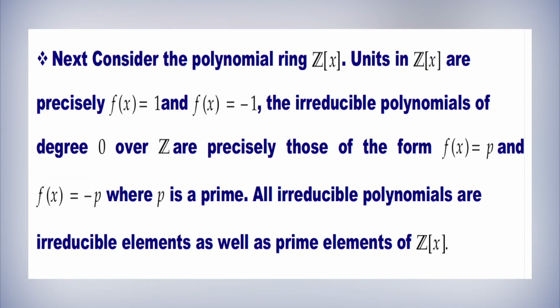Next, consider the polynomial ring Z[x]. Units in Z[x] are precisely f(x) equals 1 and f(x) equals -1. The irreducible polynomials of degree 0 over Z are precisely those of the form f(x) equals p and f(x) equals -p, where p is a prime. All irreducible polynomials are irreducible elements as well as prime elements of Z[x].